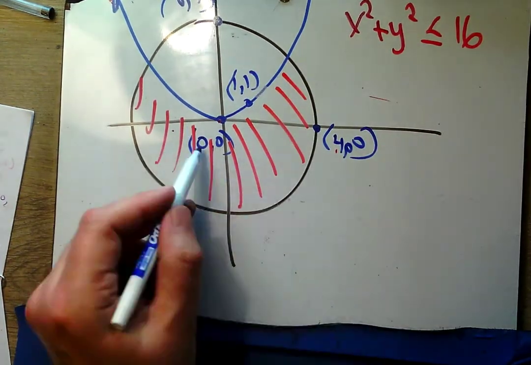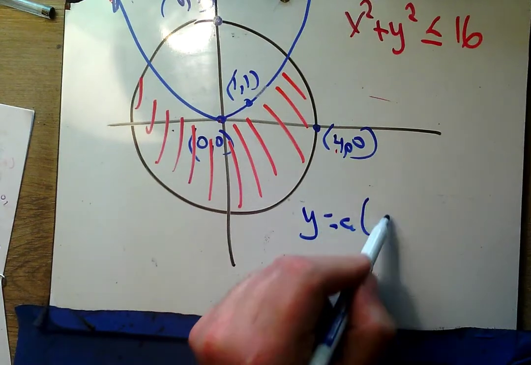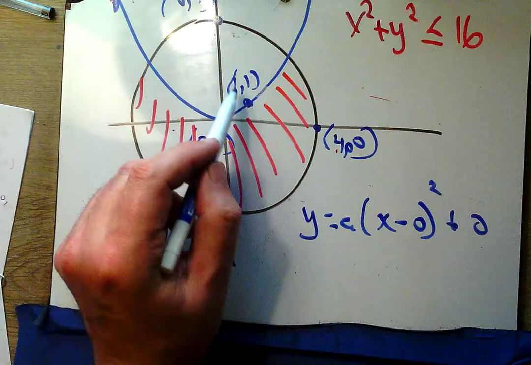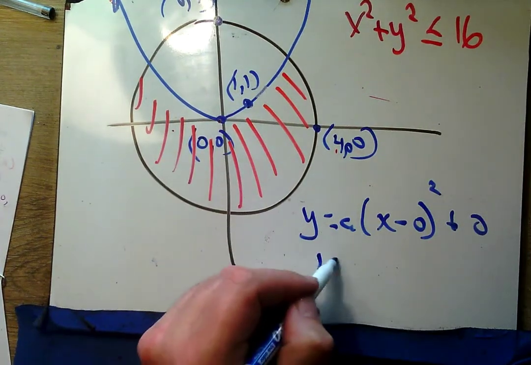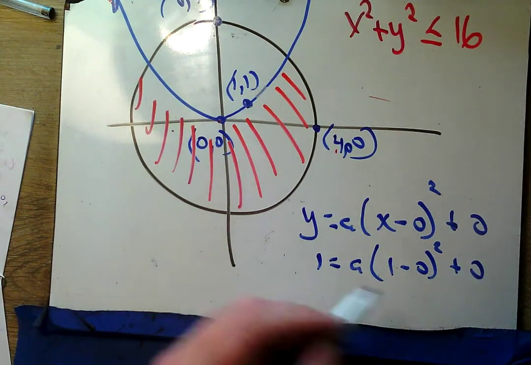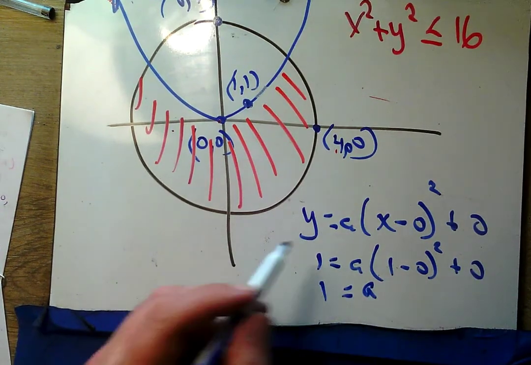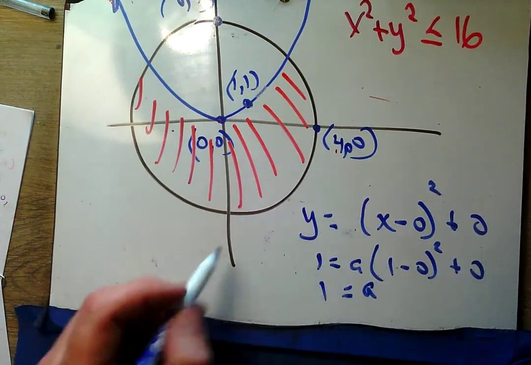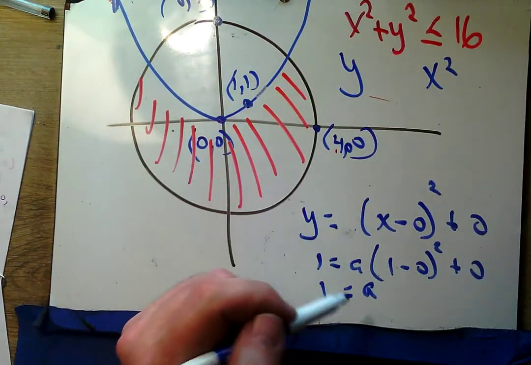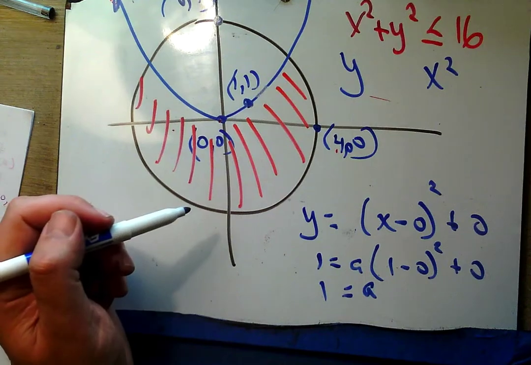My second one is this parabola. And the vertex, y equals a times x minus 0 squared plus 0. And I'll plug in this point to solve for a. 1 equals a times 1 minus 0 squared plus 0. And I get that a equals 1. And so I end up, when I simplify, with y and x squared. But which way do I shade?